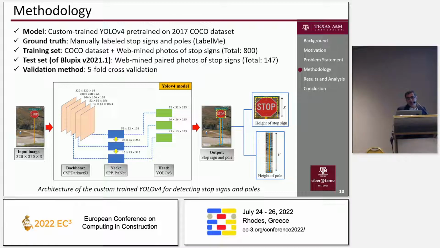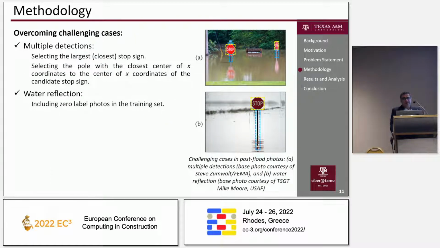Our model, like I said, is YOLO version 4. This model is pre-trained on the COCO dataset, 2017 version, but we also retrained and fine-tuned the model on our own training dataset. We had about 800 photos of stop signs, and then we tested the model on 147 photos of stop signs. As I show you later, we also tested the model in a case study that was presented in this paper.